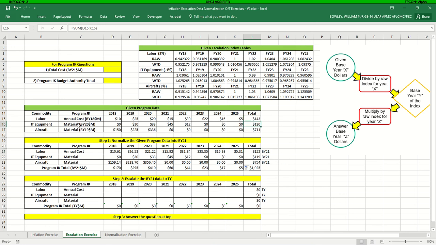IT equipment, we're going from base year 20 to base year 21. We now have a negative escalation rate, so we would expect that value to actually decrease as we move forward in time. And we do, we're only going forward 1 year. We only decrease by 1, so that makes sense. And again, you can check the aircraft as well.